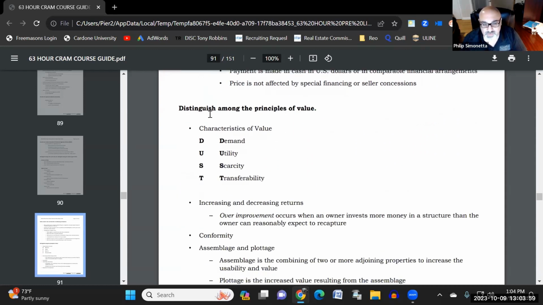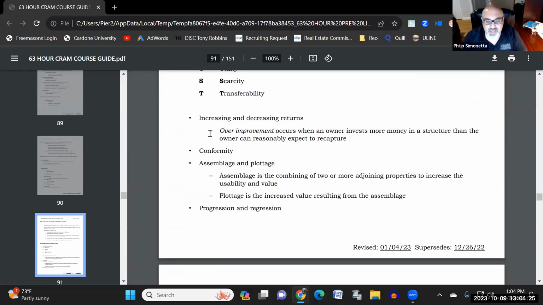You have to distinguish among the principles of value. So what are the characteristics of value? Demand. Is the property in demand or out of demand? Utility. Is it usable? Is it used for the purpose they're using it? Scarcity. Is it very unique or are there many of them? And transferability. Is it sellable? Right? Can they buy it? That will determine the value.